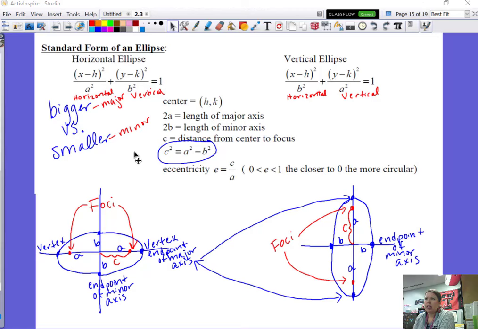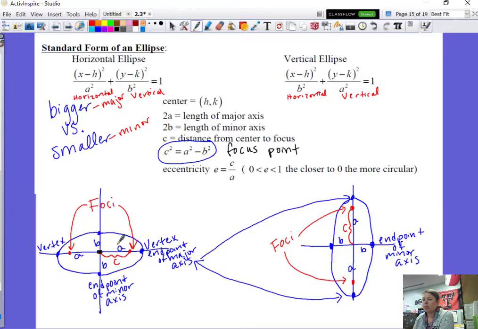The other difference between ellipses and hyperbolas is c squared equals a squared minus b squared. And so this is having to do with your focus points. Okay, it's your focal length. C is your focal length, and so that's the distance from the center to the focus point. A is the distance from the center to the vertex. B is the distance from the center to the minor endpoint. Okay, so the endpoint of the minor axis is here and here. The endpoint of the major axis could also be called the vertex.